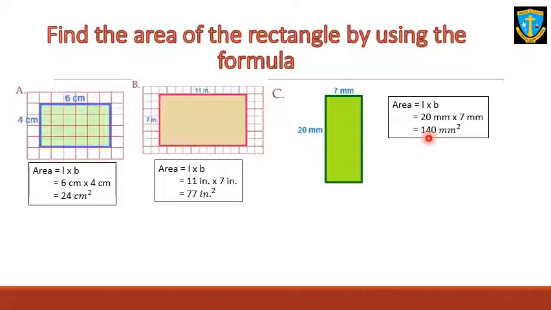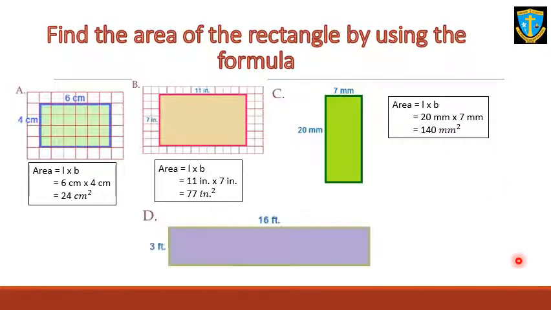How do you do it? Fast calculation: 2 multiplied by 7 is 14. Just bring the 0 down. Millimeter square. Don't forget, we are finding the area, so the units become double. Okay, millimeter square. Let's take the last example.